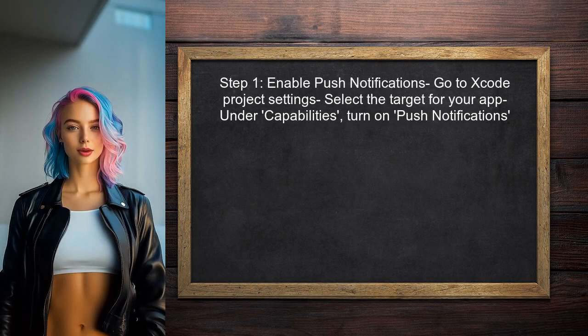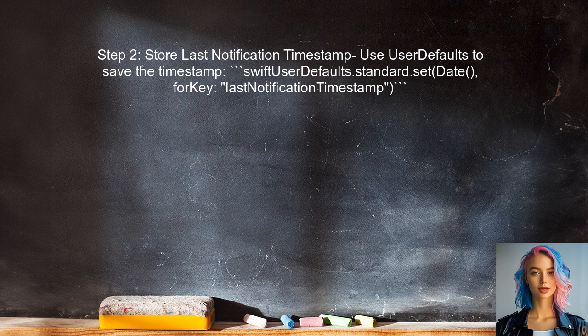To retrieve all push notifications since the app was last open, the user should first ensure that they have enabled push notifications in their app settings. This is crucial for receiving notifications. Next, the user needs to implement a method to store the last received notification timestamp. This can be done using user defaults to save the timestamp when the app goes into the background.